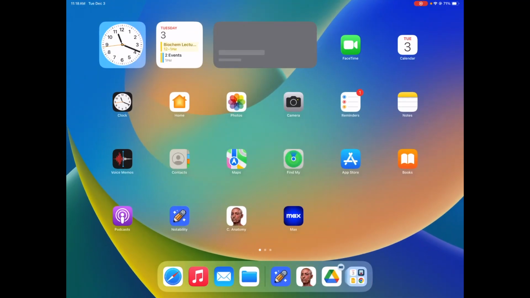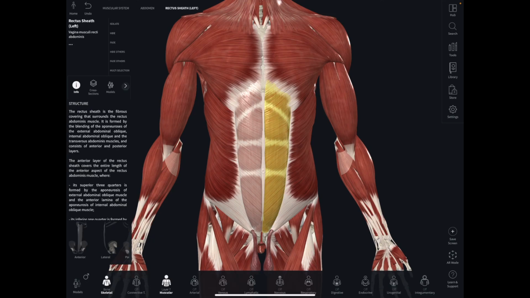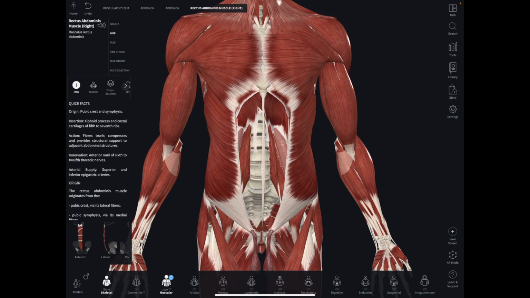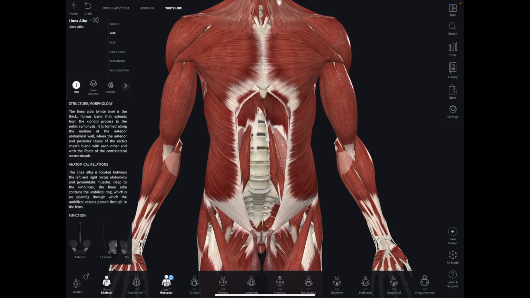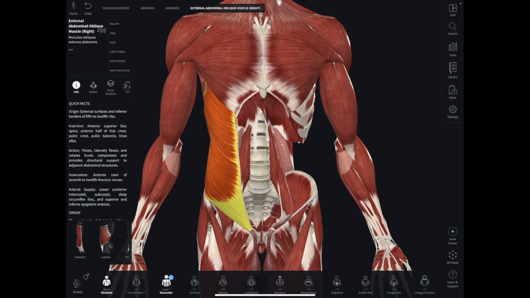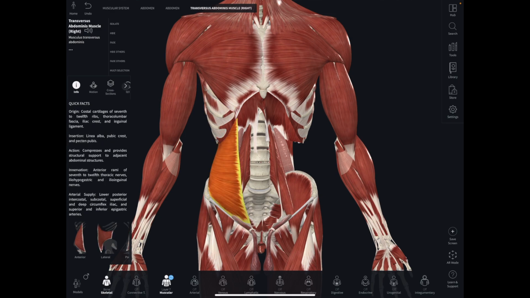Let's just take a look at these on the software. So here we have our nice model. We have the rectus sheath. We have to hide these anterior abdominal muscles. We have rectus abdominis, which we're familiar with. Then we have the linea alba tendon. All right, we have our external oblique, our internal oblique, and then transversus abdominis. Nice little review. Same thing on this side: external oblique, internal oblique, and then transversus abdominis.